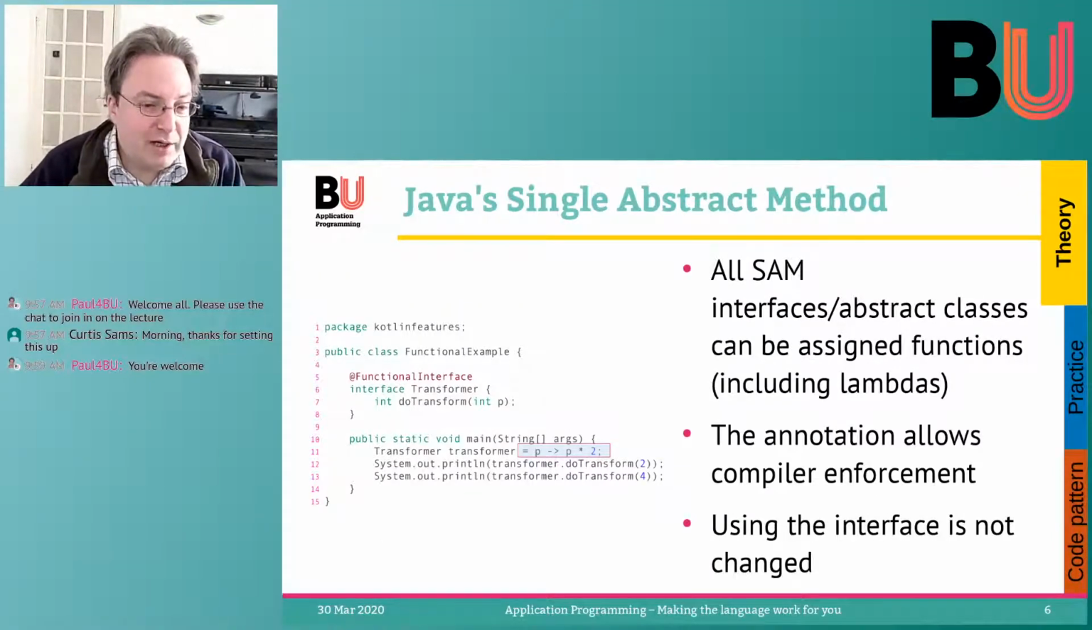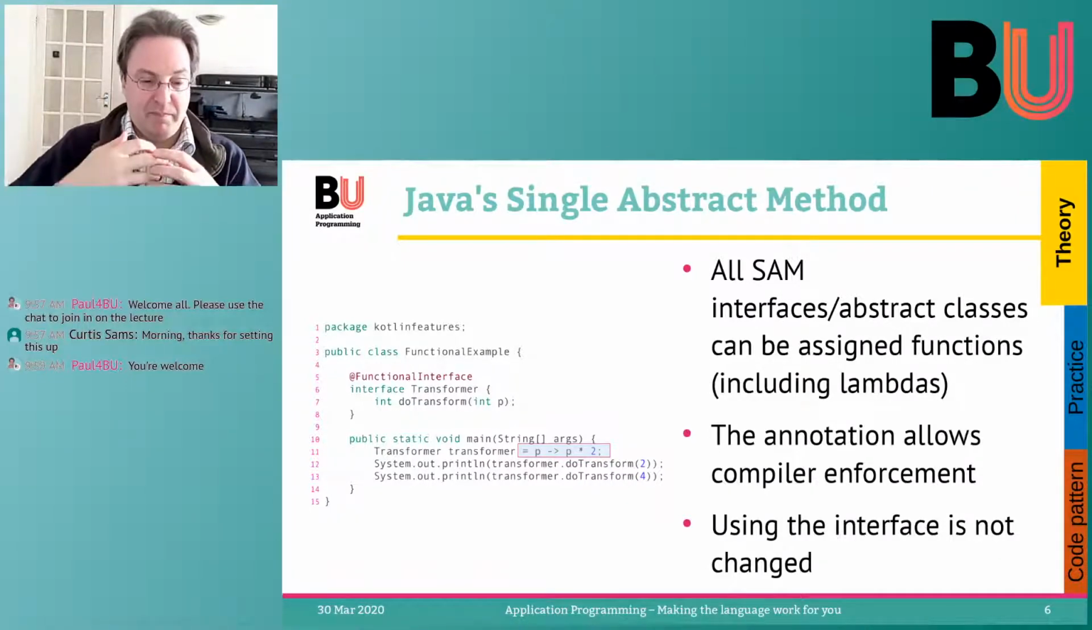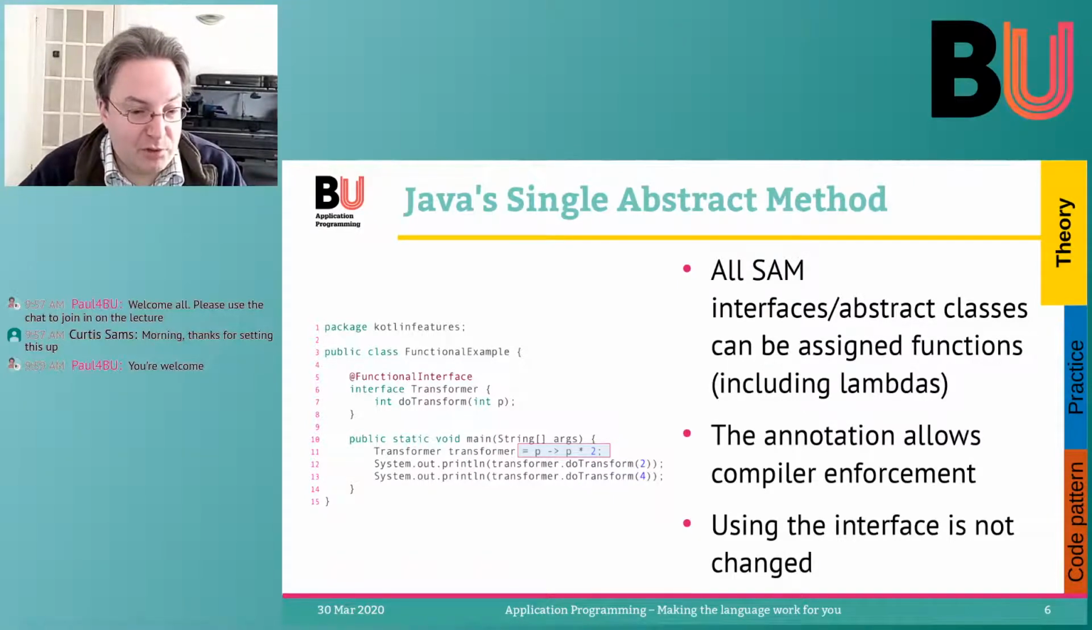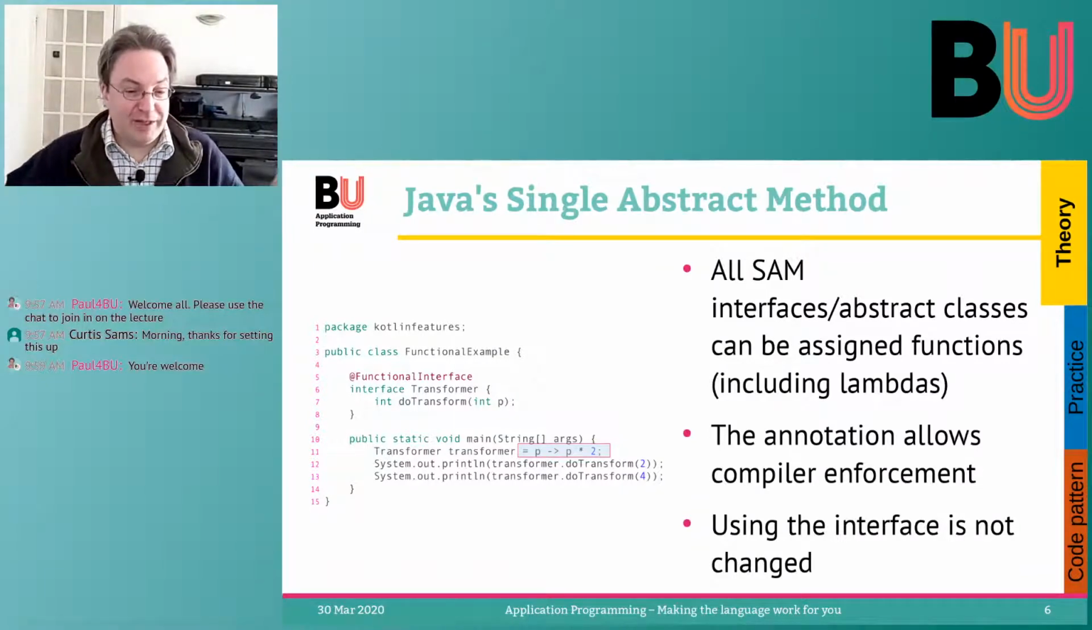So what does this look like? This is one of few examples of Java in this lecture series. This is an example of a functional class. We have the functional interface, in this case called Transformer, that needs to do some transform implementation. Then in our main we create an instance of that Transformer and assign it this lambda. So p becomes p times 2. I could have named it x or whatever I wanted. That's all a lambda is in Java.